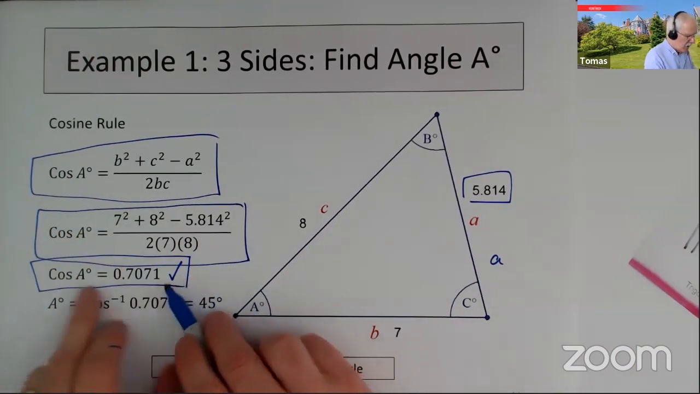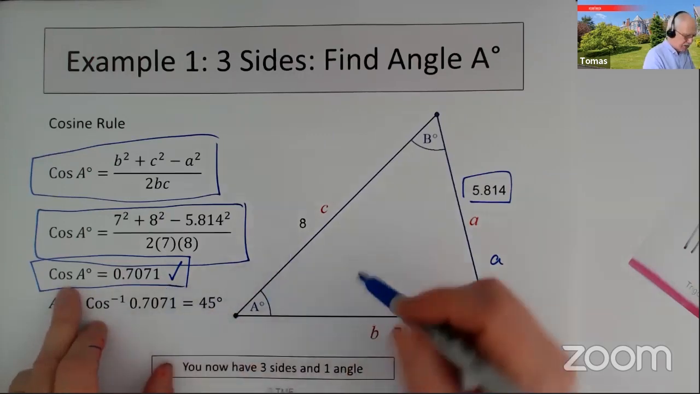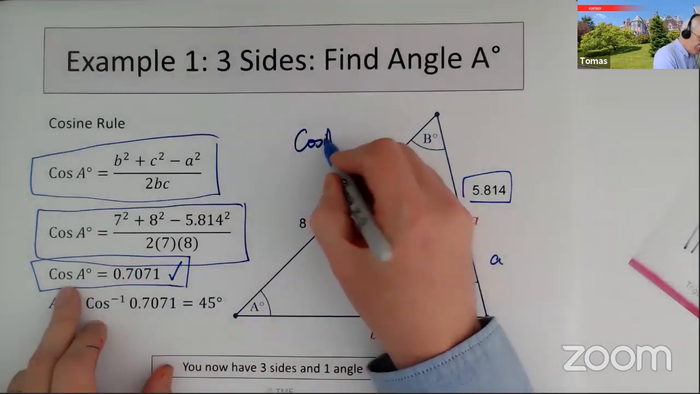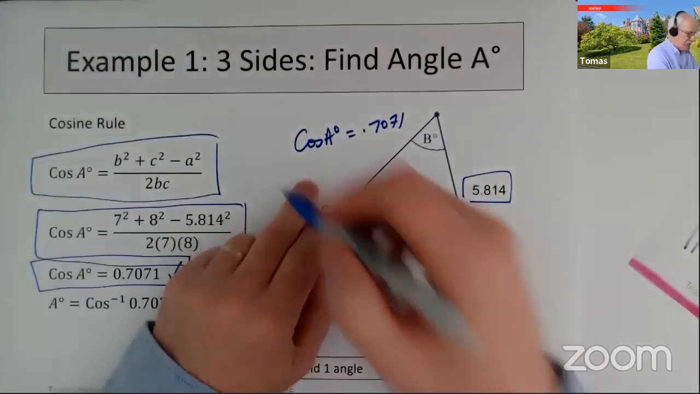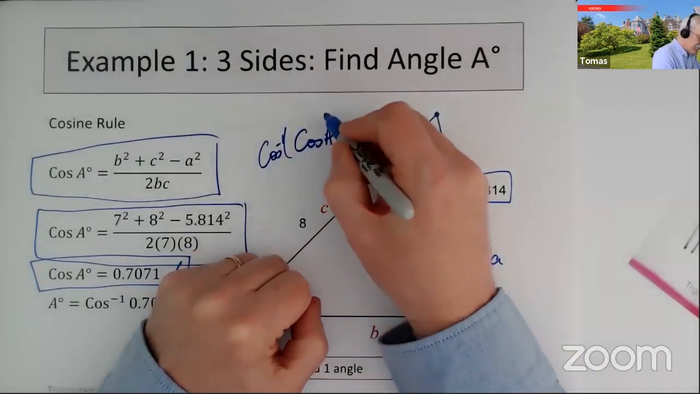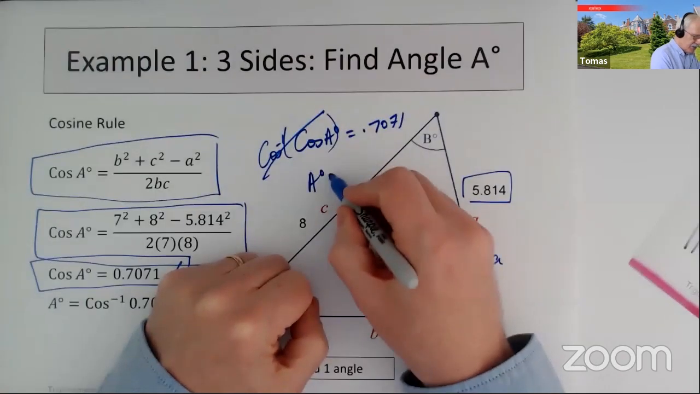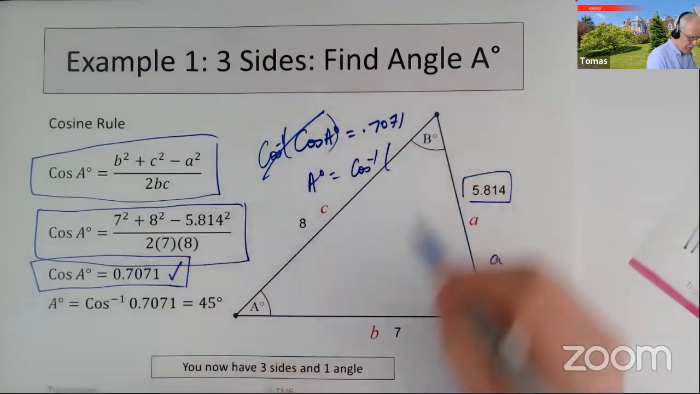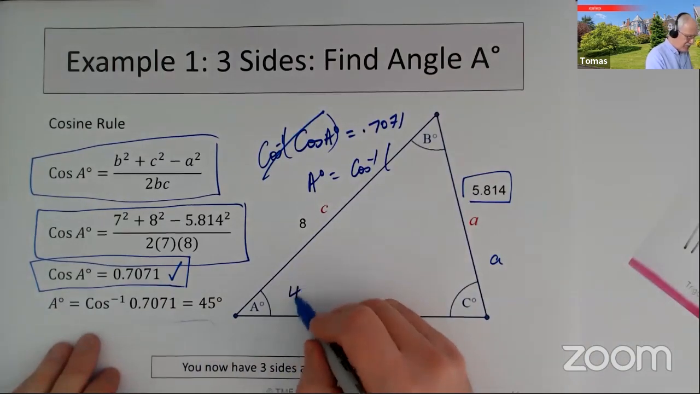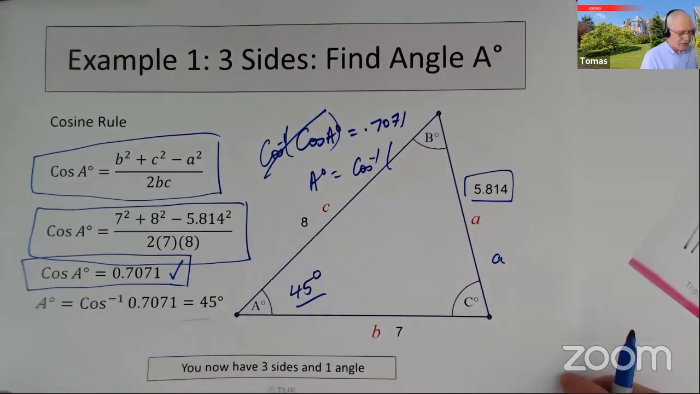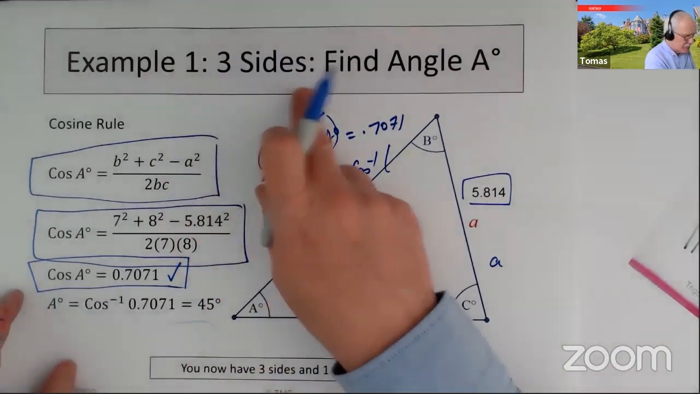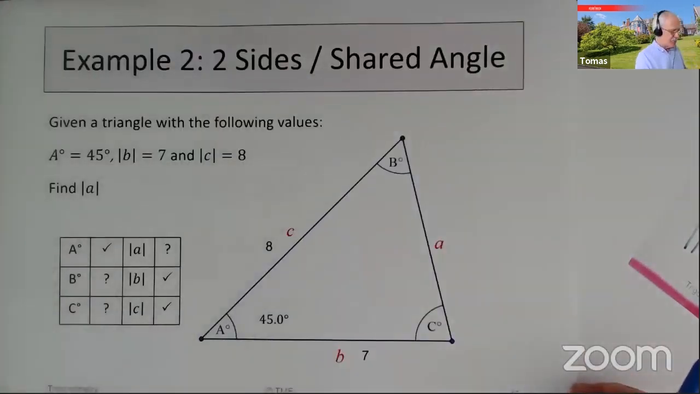But we didn't want cos A, we wanted A. So if cos A is 0.7071, to get A, we just take the inverse cos. A is equal to inverse cos of that, 45 degrees. So that's how we do that, and that's how we get the angle. So that's example 1, 3 sides, find the angle.